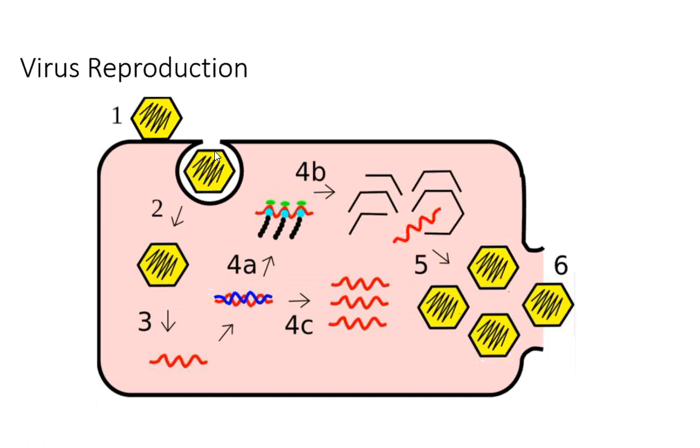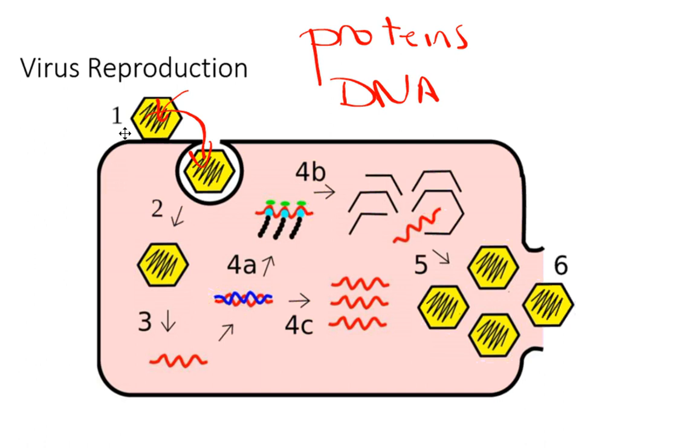Well, here's a picture that kind of demonstrates this. The yellow blobs, the little hexagons, are the viruses. And so the cell takes a virus in because cells, particularly your white blood cells, take everything in that's not you. And the virus is not you. Well, the virus is nothing more than proteins and DNA. If you remember, DNA codes for proteins. And so basically the DNA located inside the virus codes to make more viruses.